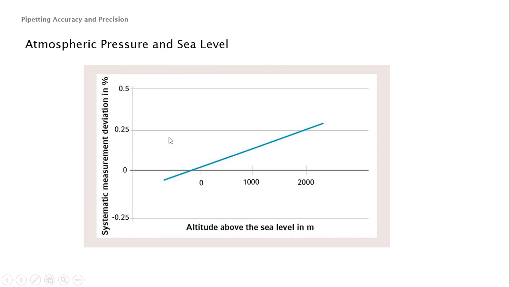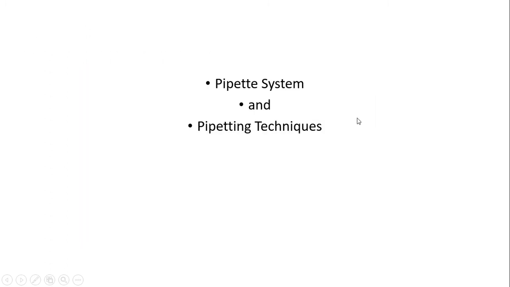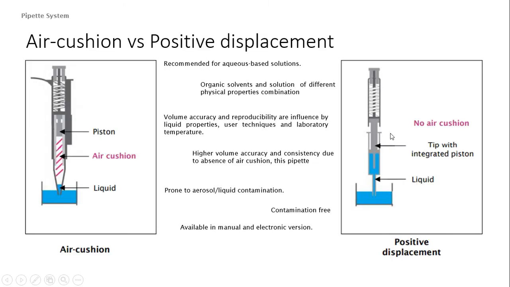So go back now. Let's go to pipette system and pipette technique. I will not demonstrate how to do it, but at least you will have an idea. So these are the differences between the two: the pros and cons of using the air cushion, and at the same time, positive displacement.